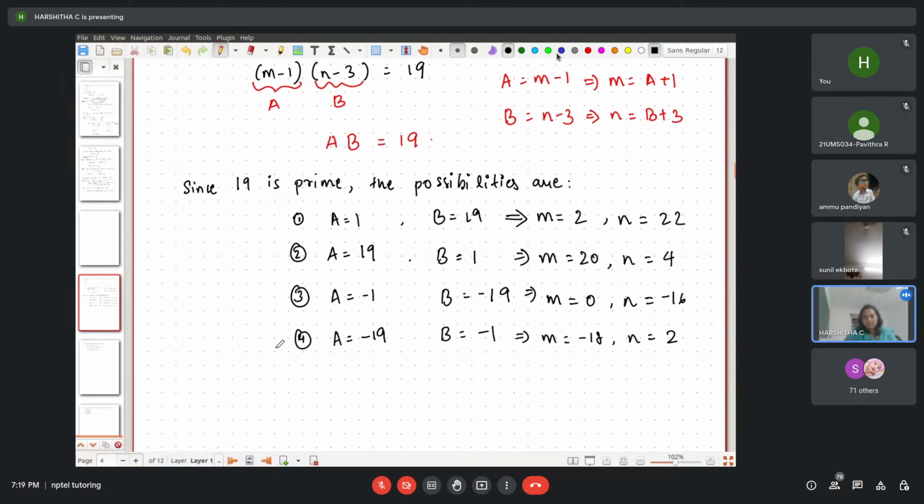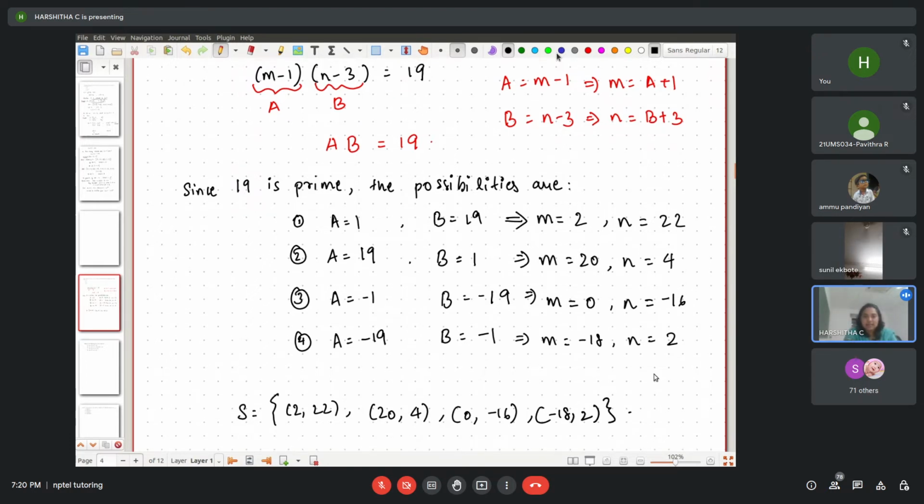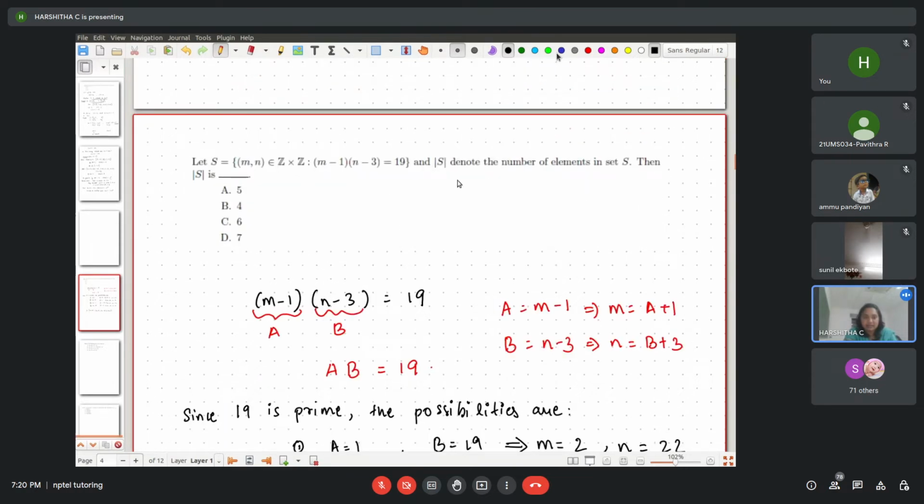So S is the set 2 comma 2, 2 comma 4, 0 comma 4, 0 comma 3, and yeah. So the cardinality of the set is 2.